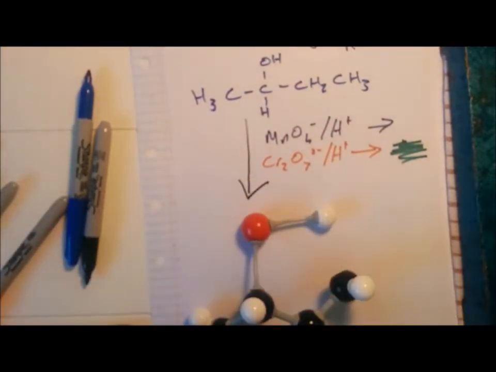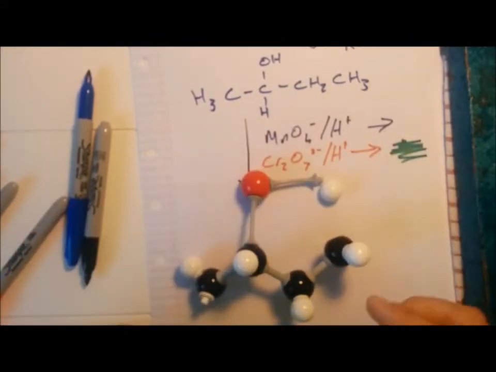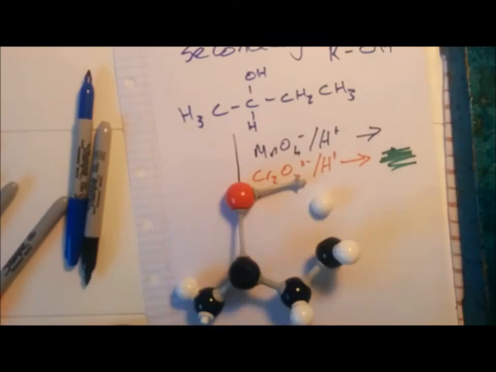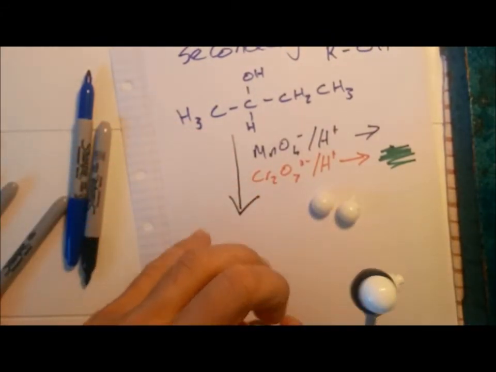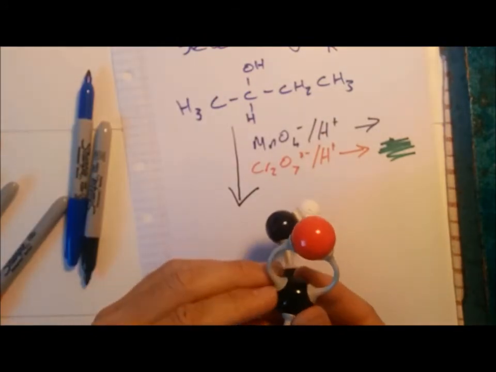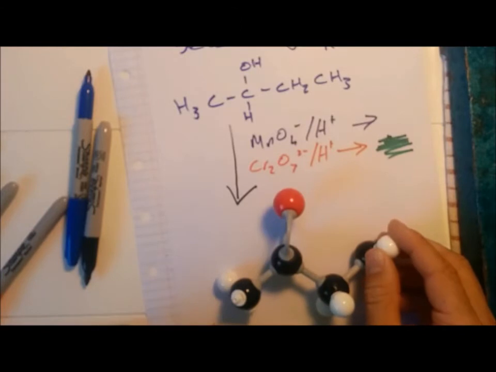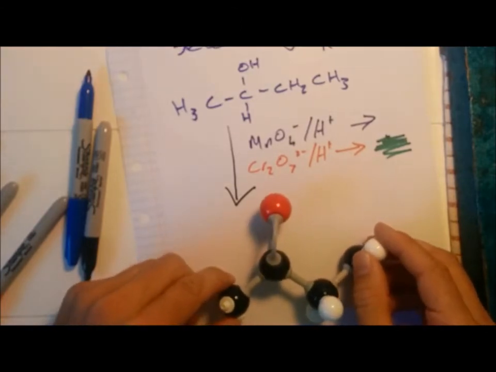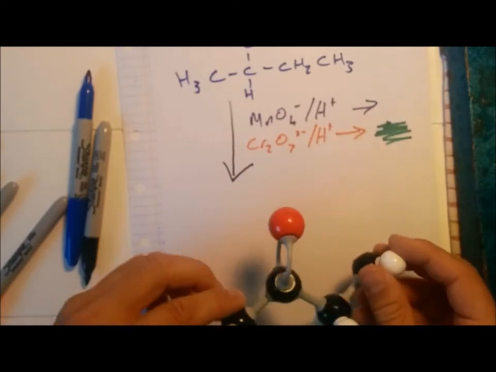Now, as before, oxidation is losing of hydrogen. So we lose this hydrogen here, and then we lose the hydrogen on the carbon, and we get a new bond forming here. And so this is your new molecule. This is called a ketone, and this would be butan-2-one. And as I said before, with the aldehyde, I'll talk about them a little bit later.